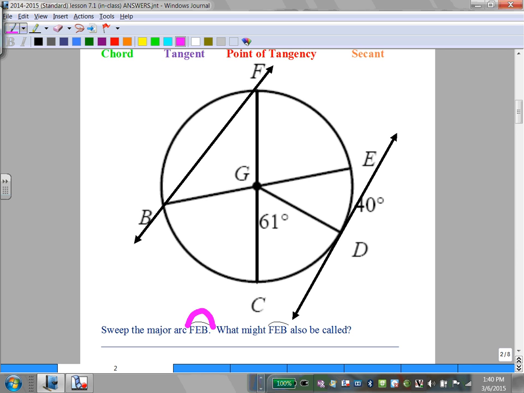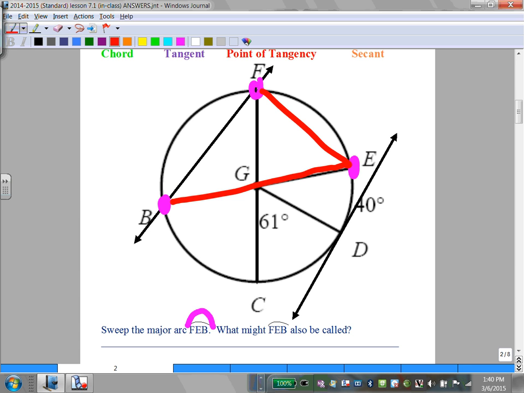Now, I'd like you to darken the 3 letters, F, E, B. That says arc, major arc, FEB. Now, what I'm about to show you in red is wrong. Do not copy it, just watch. What I'm about to show you in red is incorrect.